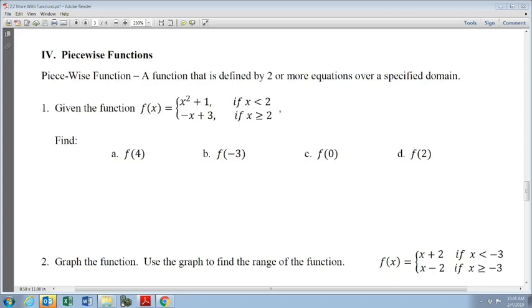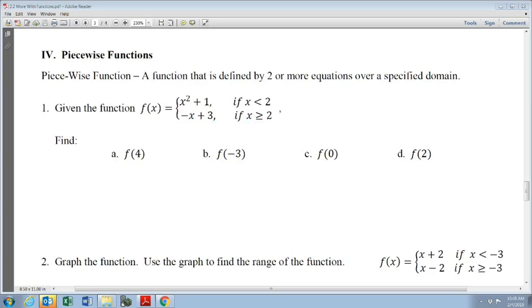So here we're going to talk about piecewise functions. It says a function that is defined by 2 or more equations over a specified domain. So notice if x is less than 2, we're going to use this piece. And if x is greater or equal to 2, we're going to use this piece. So let me show you what I mean by that.